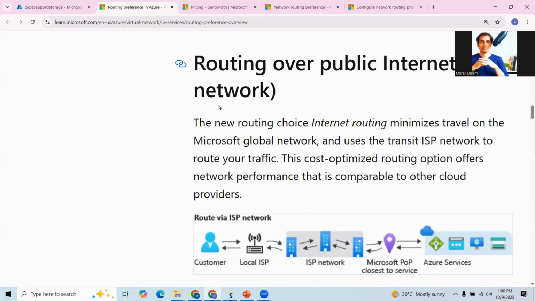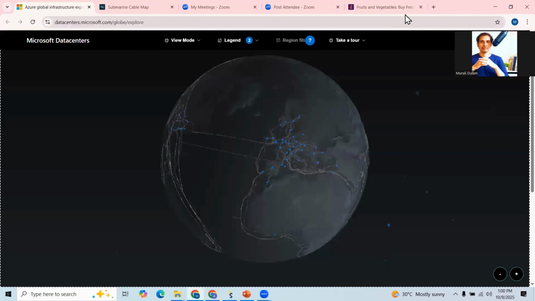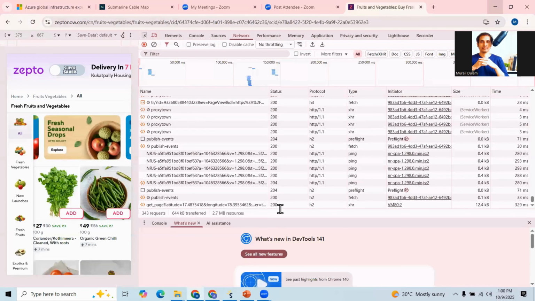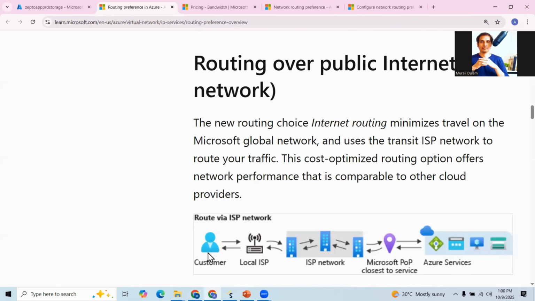Here our users are trying to purchase Zepto products, and in that process customers are trying to store some transactions in the storage account. For example, customers first reach the local ISP from their ISP network, and you can see the POP location.